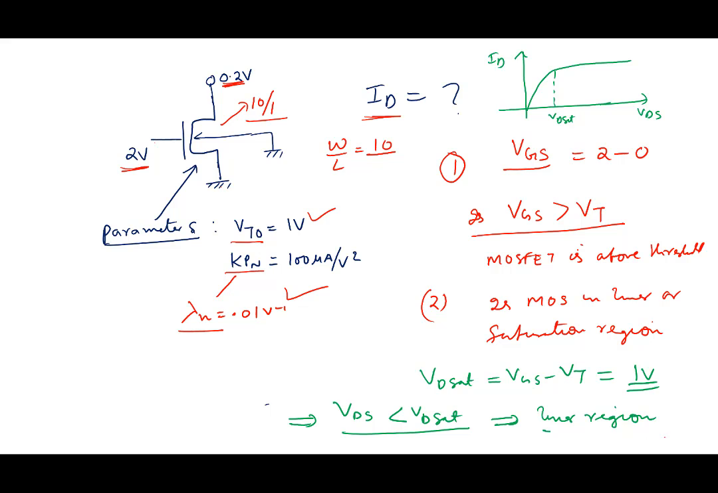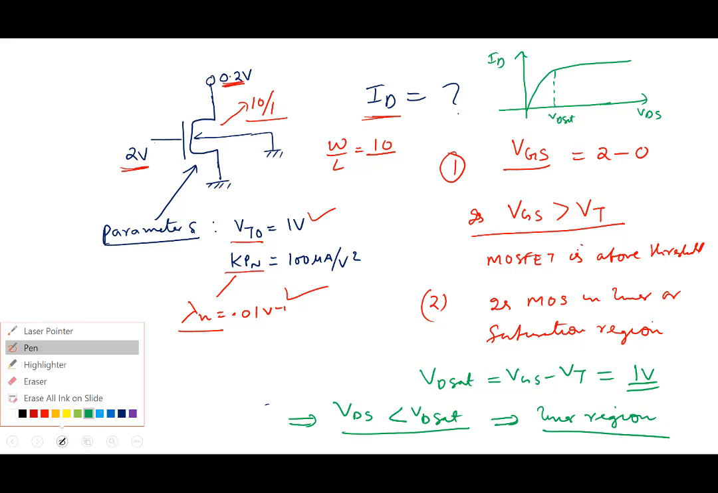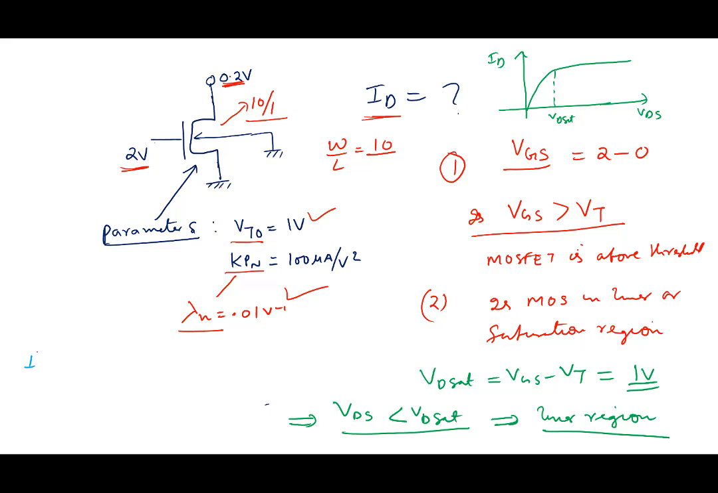Once you know it is linear region, then write down the equation for linear region. You have to remember the equation. IDS is W by L, kPn, all the quantities are given, VGS minus VT, VDS minus VDS square by 2. So all you need to do is plug in all the values, everything is given, and you get your answer. So you calculate how much current is flowing through the MOSFET.